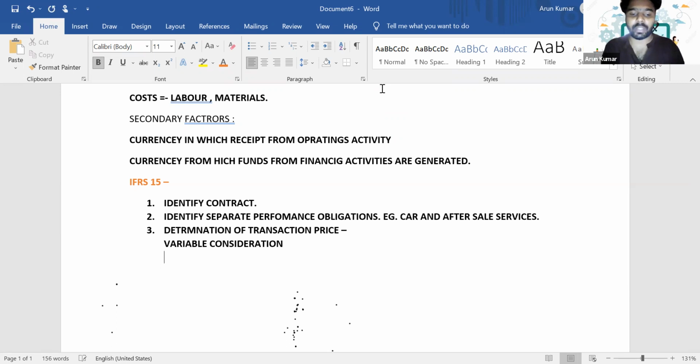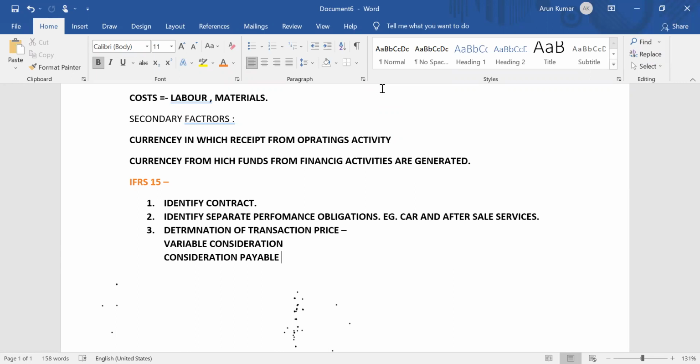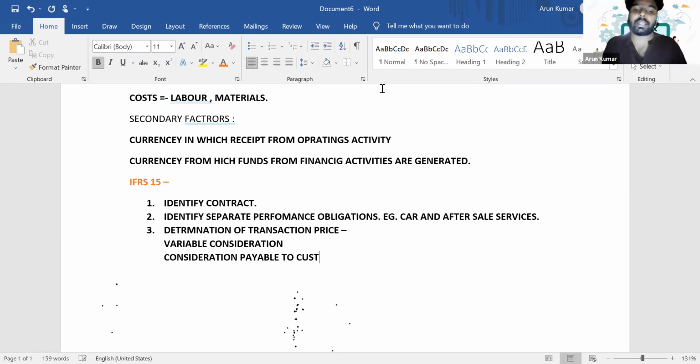Then sometimes there will be consideration payable to the customer. What do you mean by consideration payable to the customer? Let's say you have a building under construction, and you have given a certain time limit, maybe within 2 years you will complete this building. But the contract says that if it exceeds that time period, then the construction company needs to pay. That is known as consideration payable to the customer. And if it is highly probable that you won't be able to complete the project on time and you have to pay the penalty, can you account for it as part of your revenue?